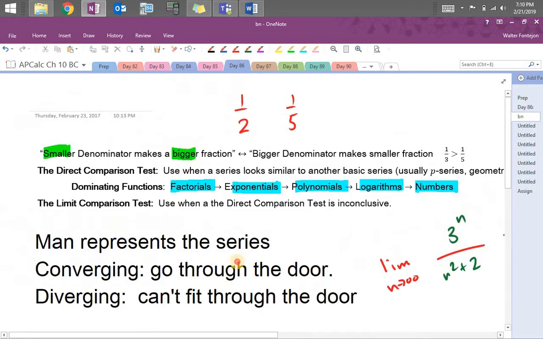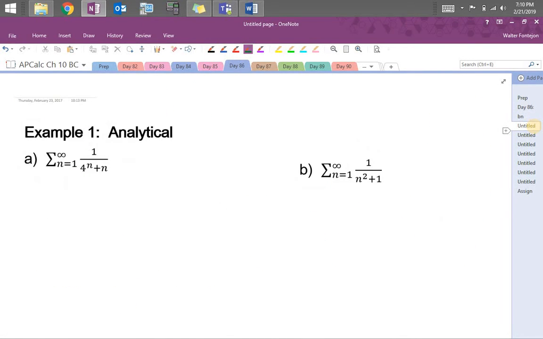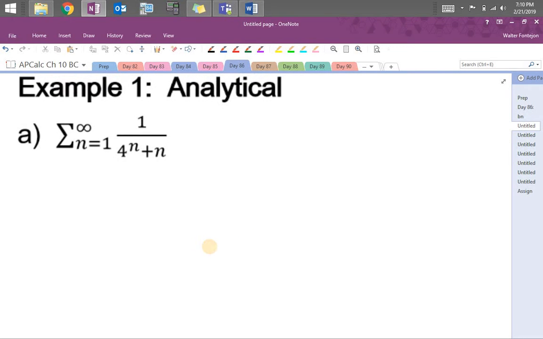Okay, got a lot here. Let's go ahead and just get into it. Let's start with the direct comparison test, and start with this example.